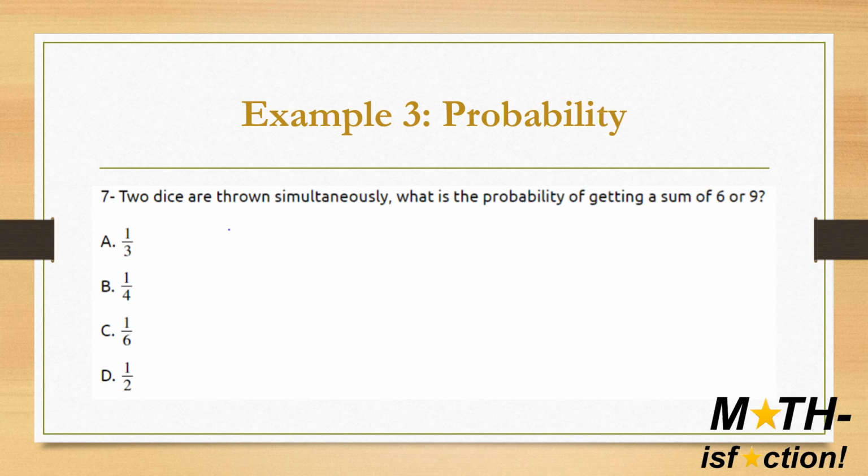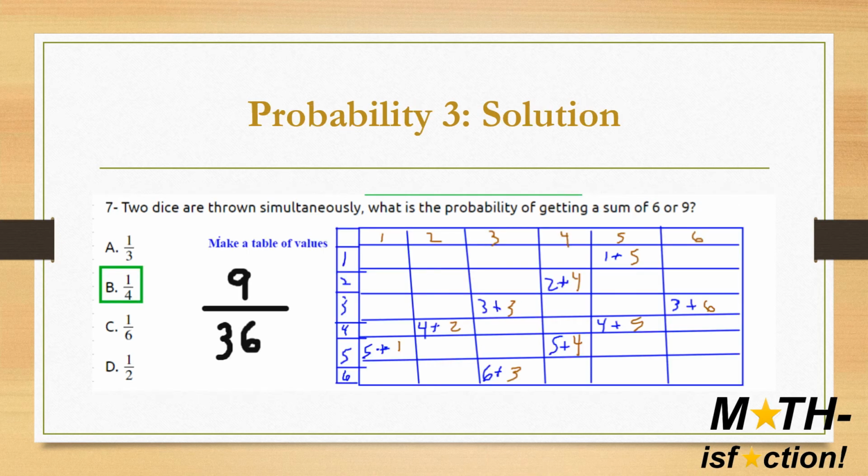Example 3: 2 dice are thrown simultaneously. What is the probability of getting a sum of 6 or 9? Now with this problem, many people prefer to make a table. With this table, you see that there are 36 unique possible outcomes. There are 5 outcomes that add up to 6, and there are 4 outcomes that add up to 9. Did you know that the word sum means the result of adding? 9 over 36 reduces to 1/4.